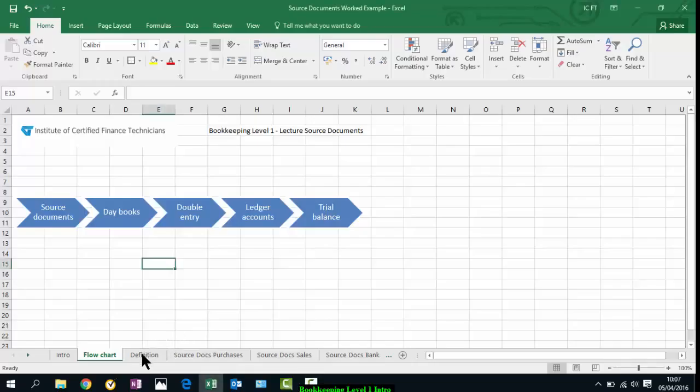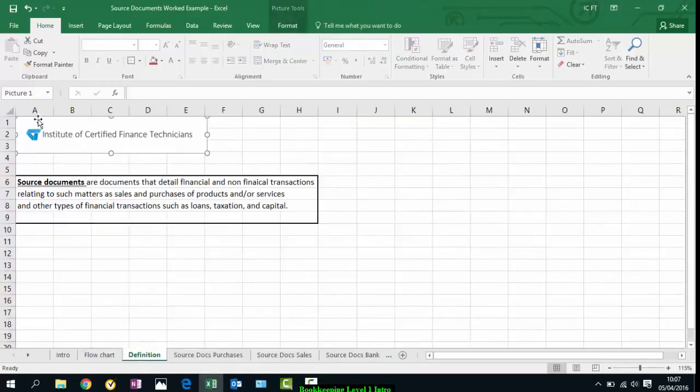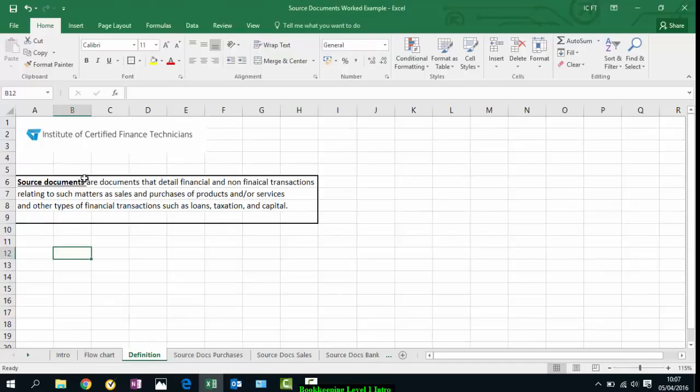So we'll just kick back and have a look at the definition of a source document. Source documents are documents that detail financial and non-financial transactions relating to such matters as sales and purchase of products and or services and other types of financial transactions such as loans, taxation, and capital. Now, I appreciate that this is a rather long definition, but we need to have complete understanding because the entire foundation of all financial information is contained in source documents.